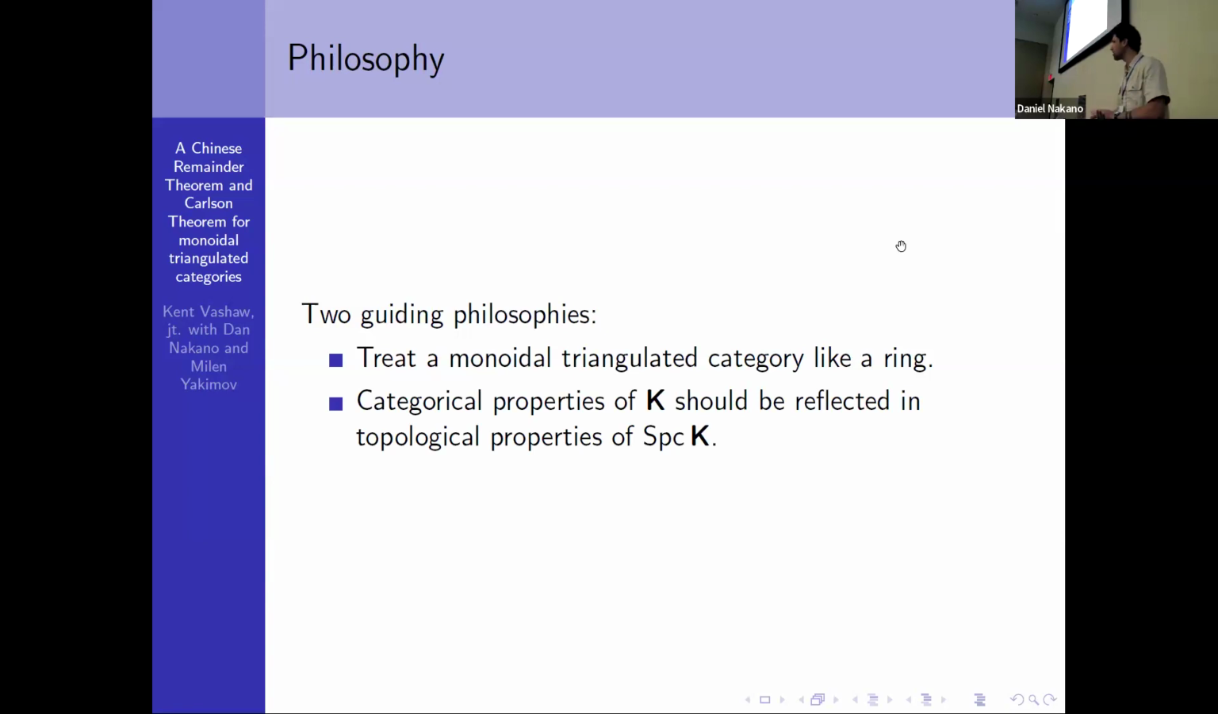And this is the point of my talk where I check my time, and if I've done a terrible job managing my time and I'm out of time and have to stop here, then I say, okay, let me just summarize the main theorems of this talk. So theorem 1, that a monoidal triangulated category behaves like a ring. And theorem 2 is that categorical properties of K are reflected in topological properties of the Balmer spectrum. Okay. But fortunately, I'm not out of time, so I can actually tell you what these theorems actually say.